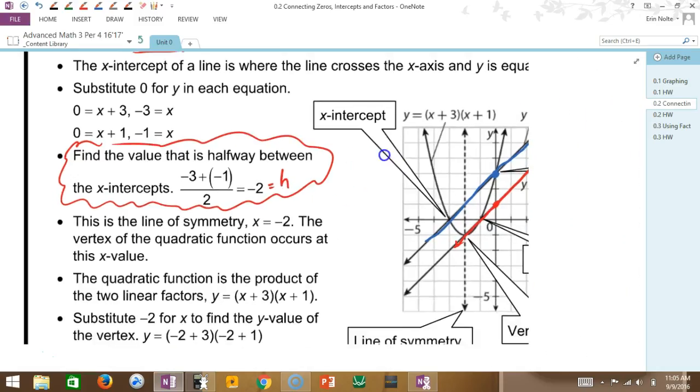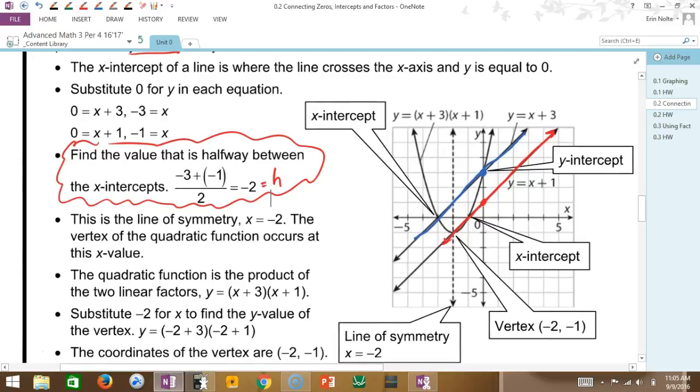Okay, so how do I find my k value? How am I going to find it? How did they come up with this -1? How did they get there? It was exactly the same thing that we did in the warm-up today when we found the h value. The next step of finding the k is plug it in.